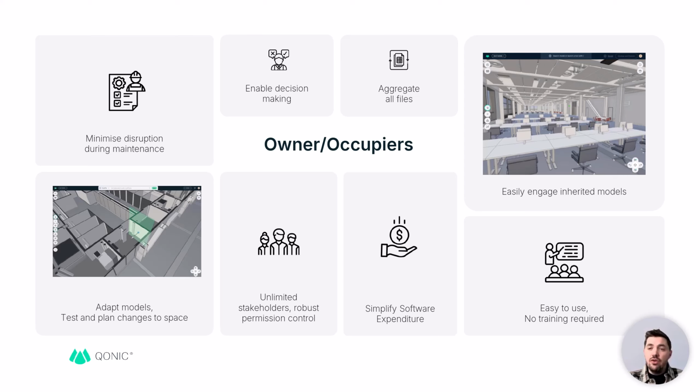And finally, for those who own and occupy buildings, traditionally receiving a collection of rogue model formats that can't be opened, and files at the end of a project can now be easily aggregated and viewed by everyone in one place across their devices. That's going to enable owner-occupiers to understand how to better manage their spaces. Without restrictions, handover is simplified. The data can be used to better plan for future changes to space, equipment, and maintenance.